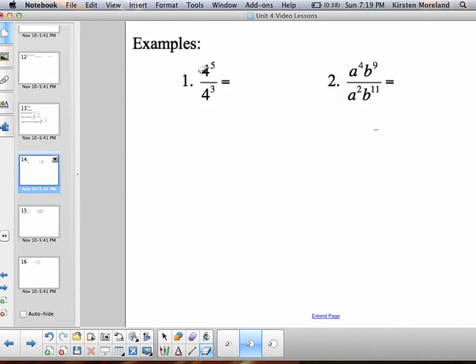So we're going to start with some examples. Notice I have a base of 4 on both of these. So when I have the same base and it is being divided, I subtract the exponents. 5 minus 3 leaves me with 2. So I get 4 squared.